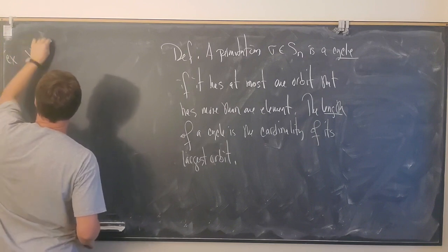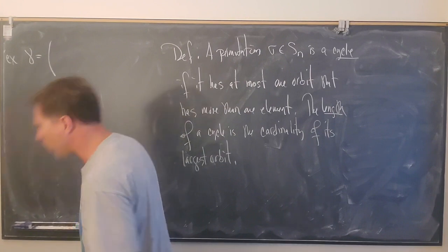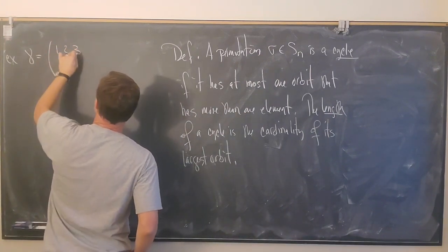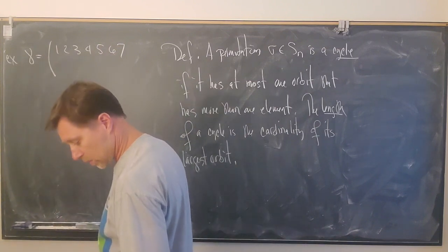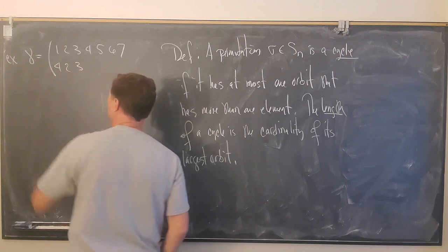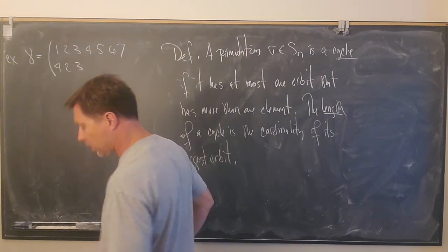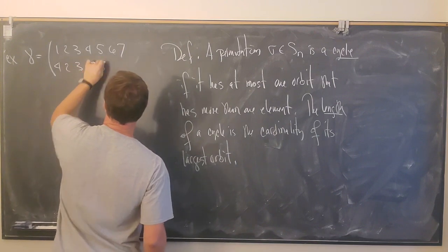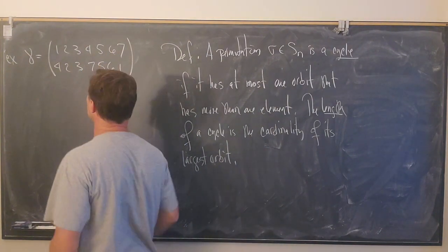So gamma is going to be given by, this can be an S7. 1, 2, 3, 4, 5, 6, 7 goes to 4, 2, 3, 7, 5, 6, 1. Okay, so there's gamma, and let's look at the orbits now.